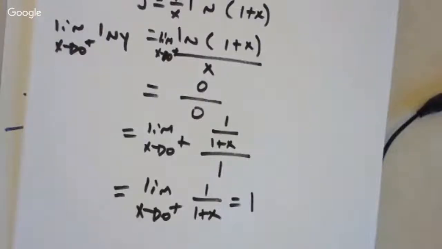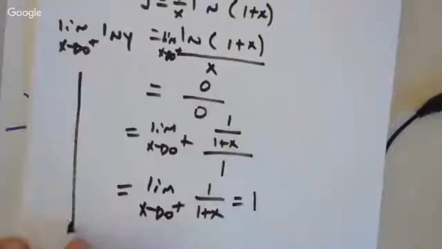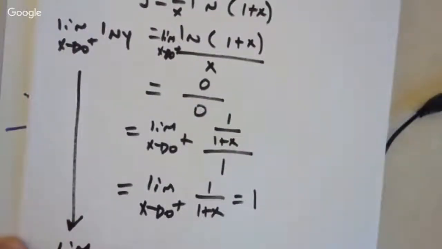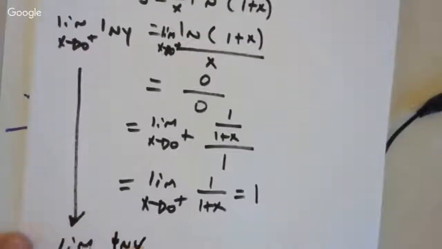Okay, I'm not done. And I hope you realize why I'm not done yet. Questions on getting to that point right there? Now that is equal not to y, but to the limit of the natural log of y. So let's bring that down. Okay, question: what's that limit equal to?